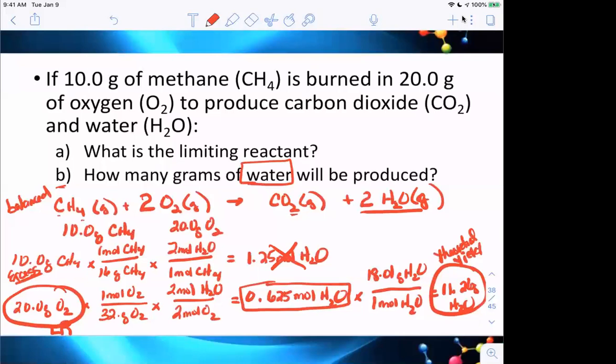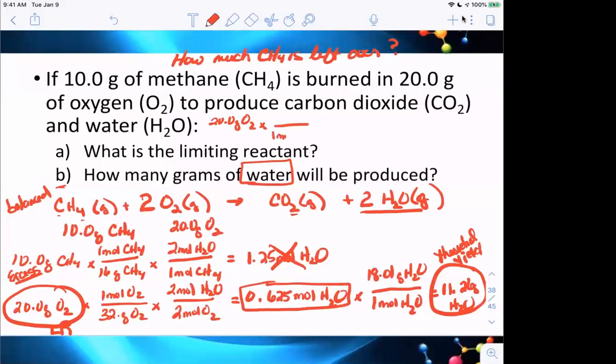I could calculate how much methane is left over. This is a calculation you're going to see in limiting reagent problems as well. So to do that, I'm going to take my 20 grams of O2 and figure out how much methane actually reacted with the 20 grams of O2. It's going to be a lesser quantity than that 10 grams that I started with.